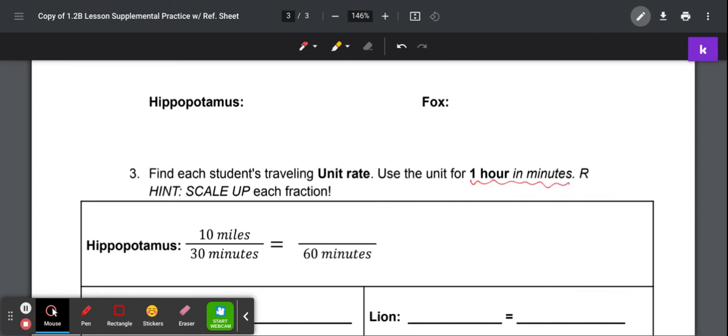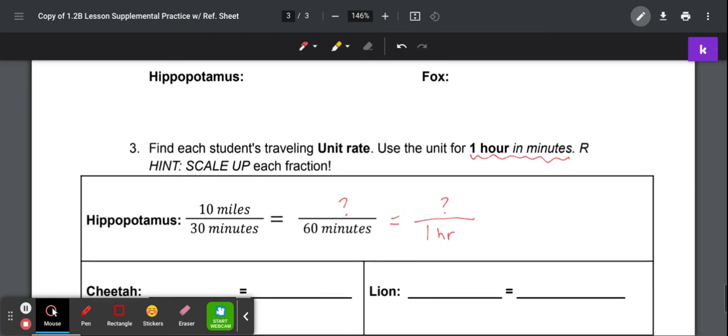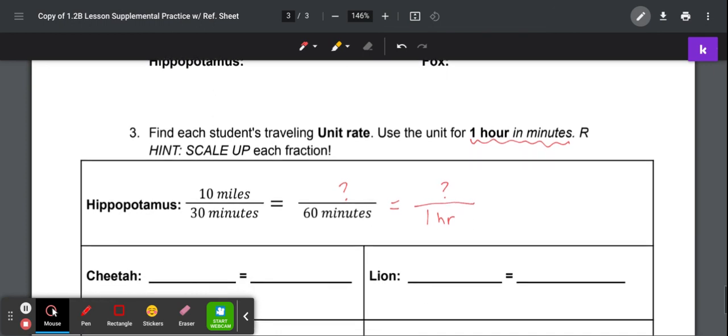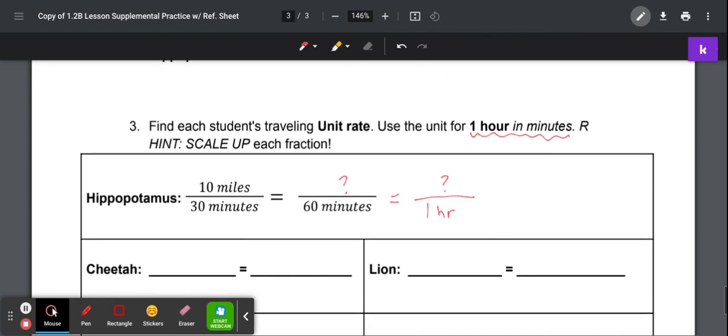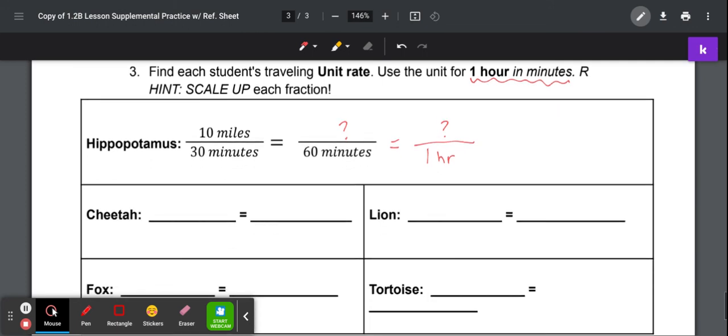So that's why the hippopotamus here, they give you an example. It's 10 miles in 30 minutes. So you want to figure out how many miles the hippopotamus can travel in 60 minutes. And that would be equivalent to how many miles it can travel in 1 hour. Okay, so once you find the amount of miles it travels in 60 minutes, you can figure out it's going to be the same miles per hour. You're going to do the same thing for the cheetah.